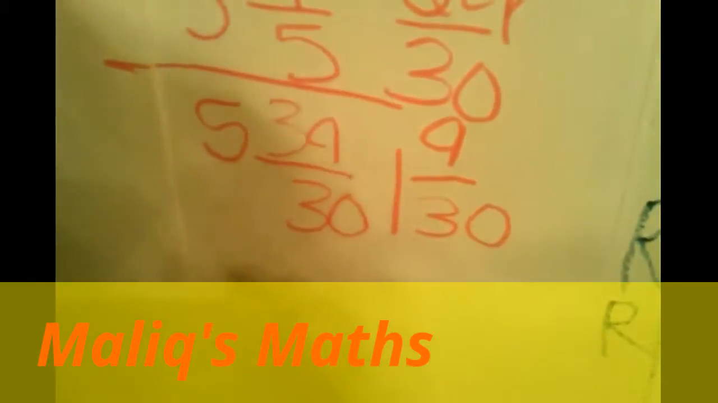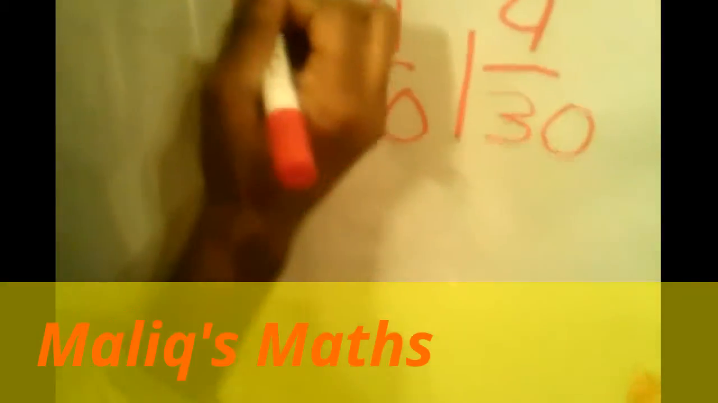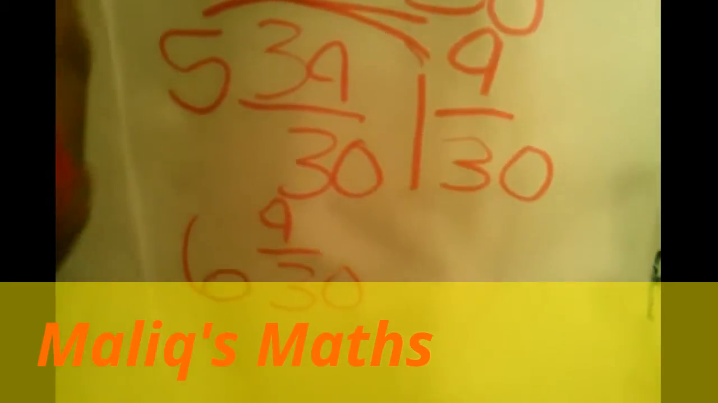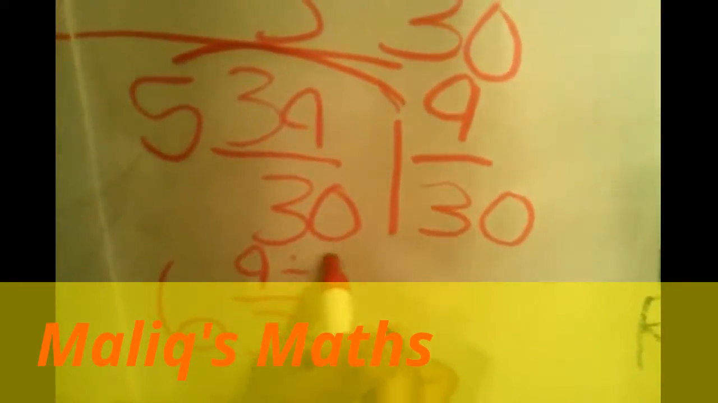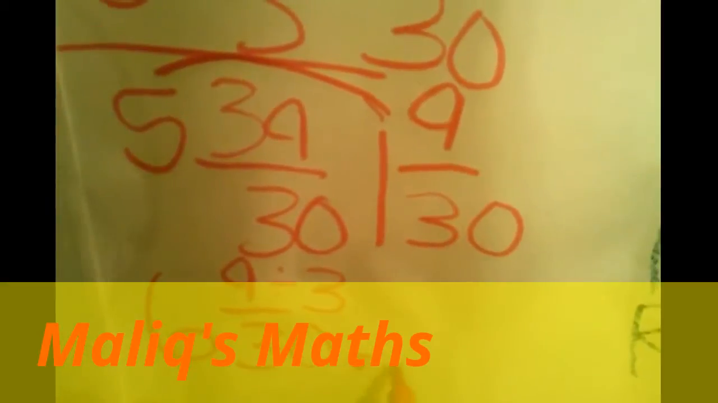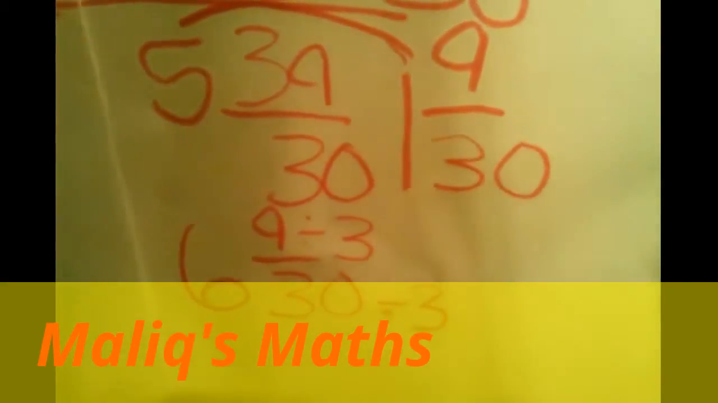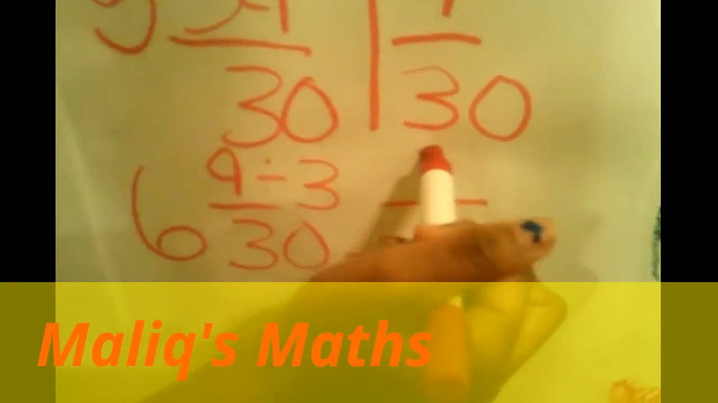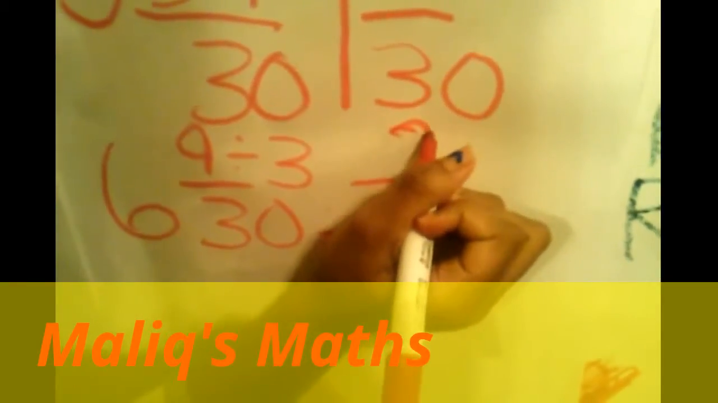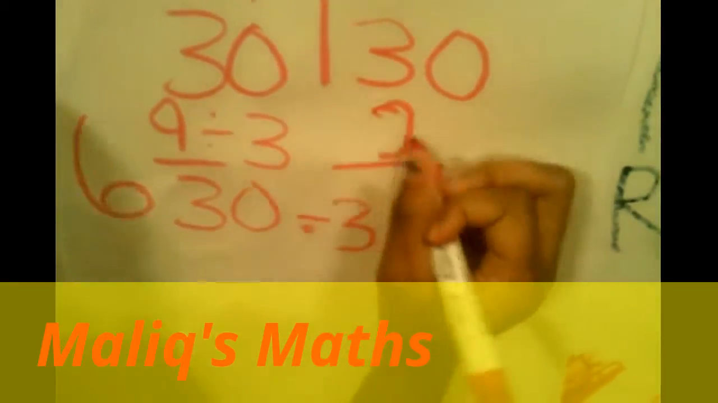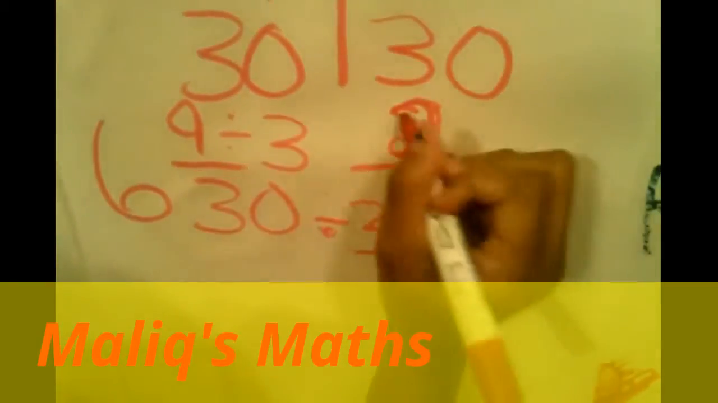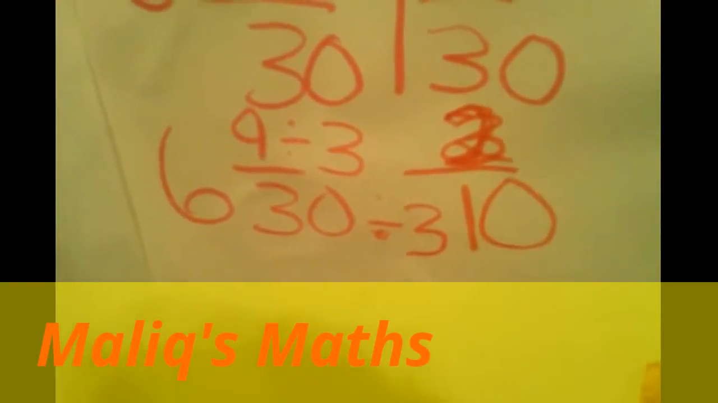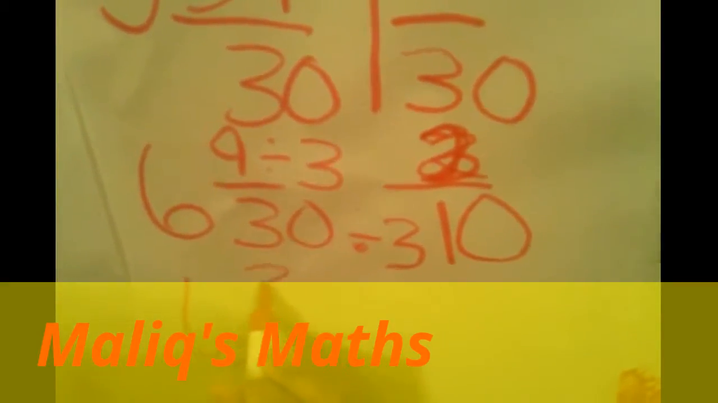But you have to add both of these. 5 plus 1 equals 6, and then 6 and 9/30. Then you have to reduce it. You can divide both by 3, because 3 can go into both of these numbers. Okay, so 9 divided by 3 equals 3. Then you do how many times can 3 go into 30? It's 10 times. So then you have 6 and 3 tenths.